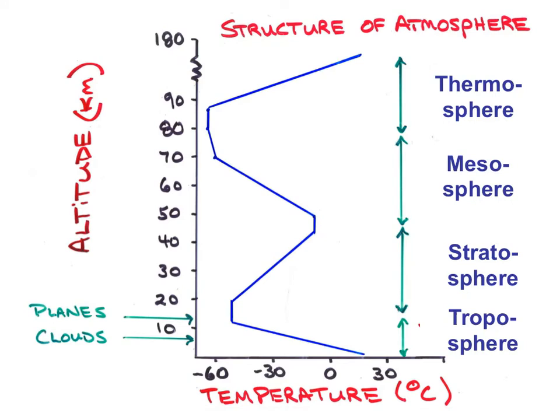Now the layer above the troposphere is the stratosphere. The temperature of the stratosphere increases as the altitude increases, up to about 50 kilometers above sea level. Stratospheric ozone is located in the stratosphere.